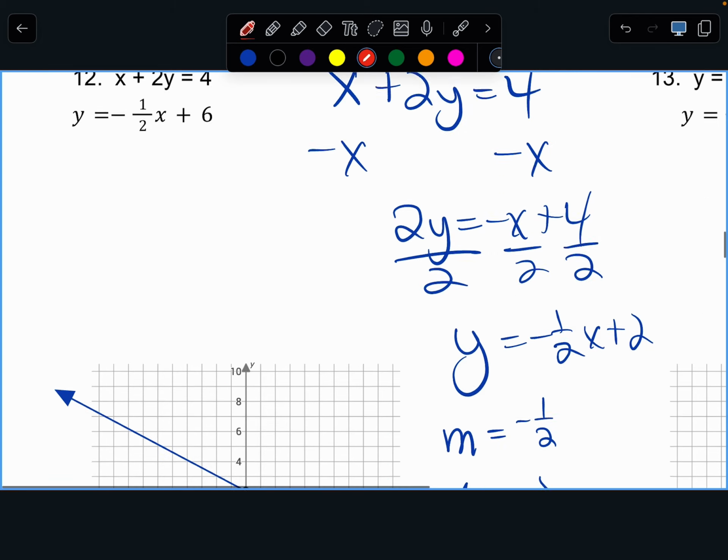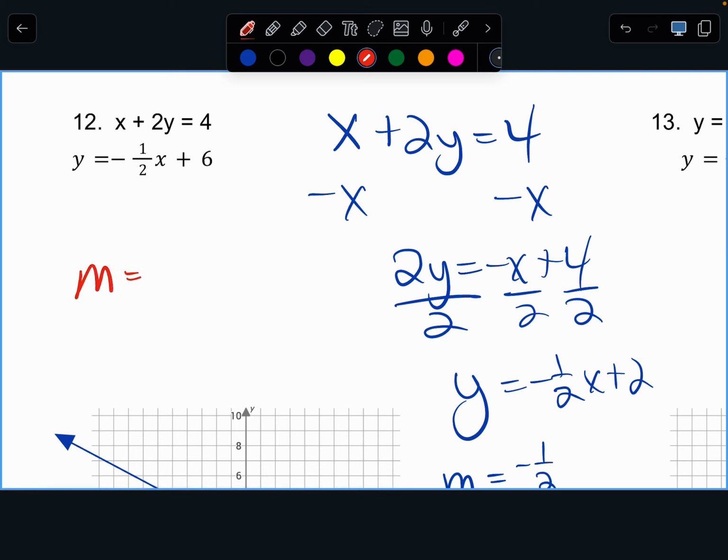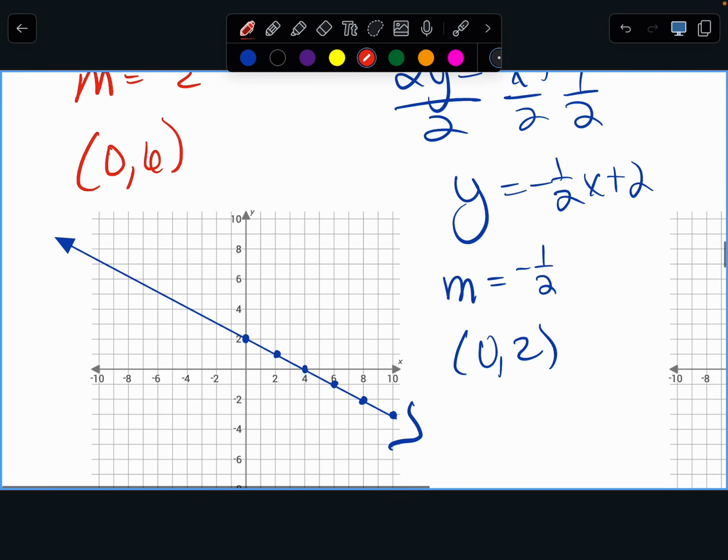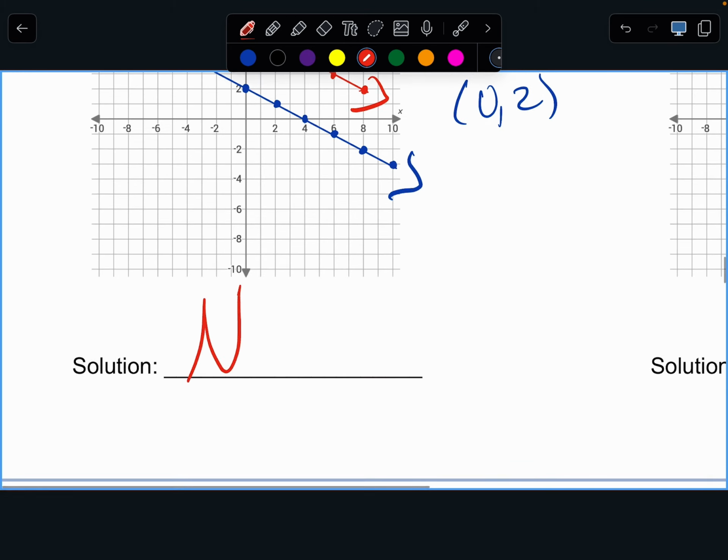Then my other equation. My slope is negative 1/2. Look at that, they both have the same slope, but the y-intercept is different. Down 1 over 2, down 1 over 2, down 1 over 2. Look at that. We have parallel lines. So since they're parallel lines, the answer to this is no solution.